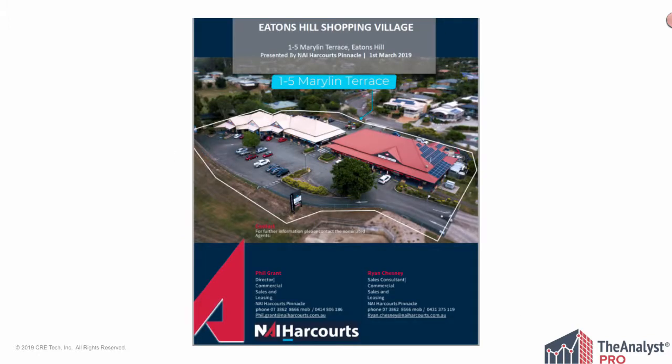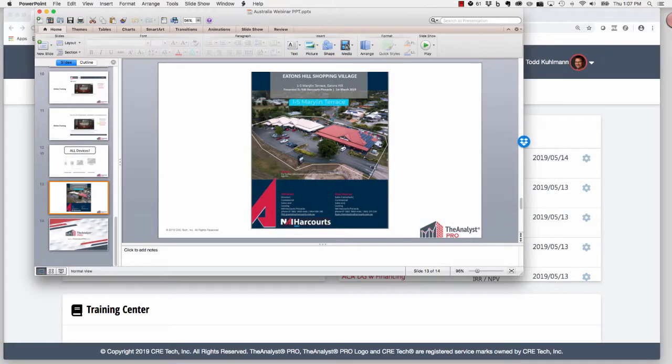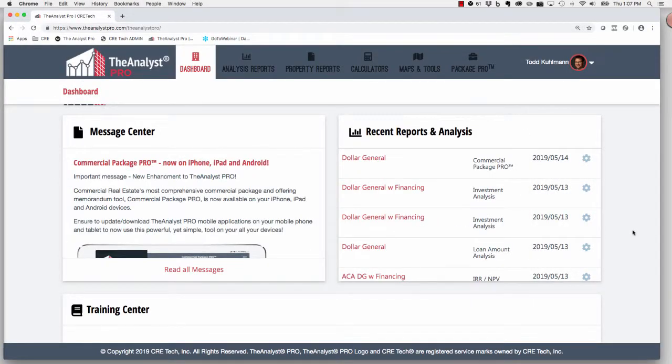With that, I want to take a sample property that Phil Grant sent over to me. Phil is the Director of Commercial Leasing for the NAI Harcourts Pinnacle office. And so I want to thank Phil and, like I said before, thank Jason for giving us the opportunity to do this analysis on this property. At this time, I'm going to close out of this PowerPoint presentation and let's go into the Analyst Pro. So we're going to build this live with you, and you can see in real time what it will take to create a full commercial real estate package on a property, including the financial analysis on that property.